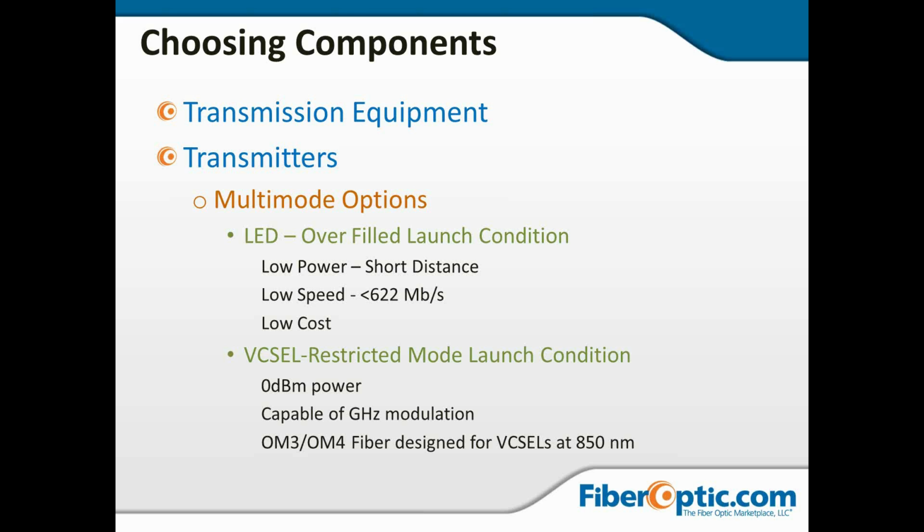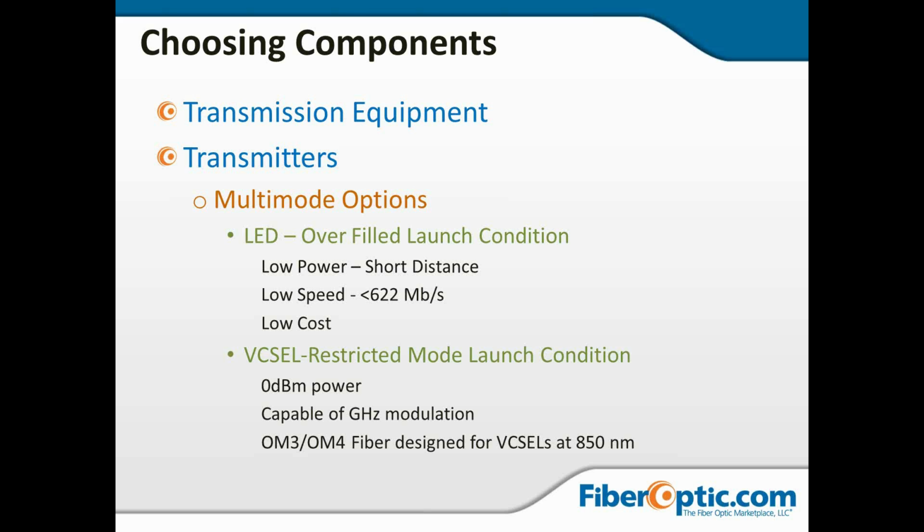We're going to be under 622 megabits. But it is significantly less expensive. It is obviously the least expensive way to go if it meets your operational requirements. Now, the vertical cavity surface emitting laser, which is not really a true laser, and that's another webinar presentation by itself. But it has a restricted launch condition. And what it does is it's got a very tight beam. It's kind of like an LED on steroids.